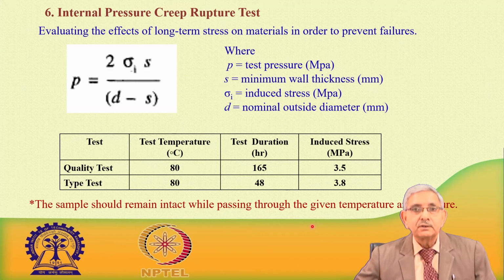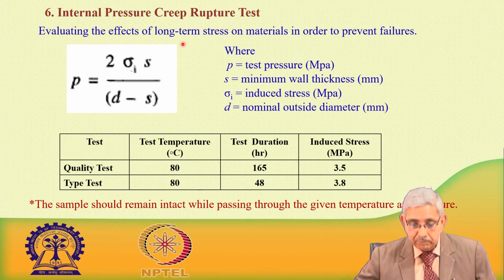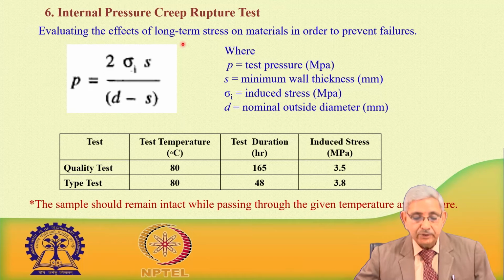Internal pressure creep rupture test. This is for evaluating the effect of long term stress on pipe material in order to prevent failure. The test pressure is given by 2 times the product of the induced stress, sigma, multiplied by the minimum wall thickness, divided by the nominal outside diameter minus the wall thickness.